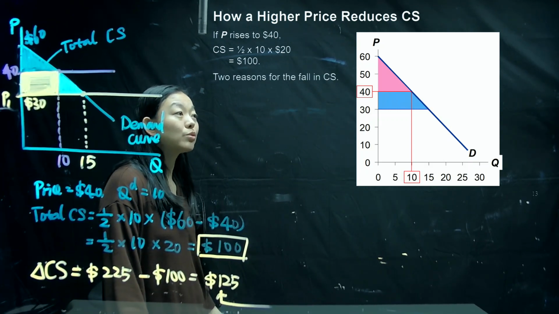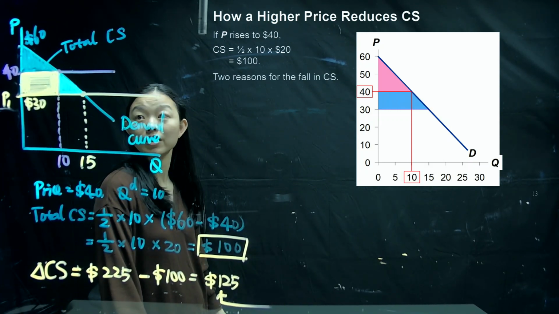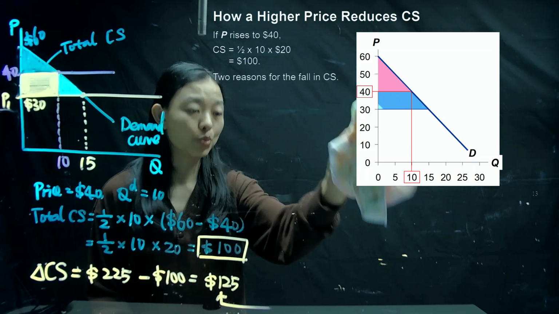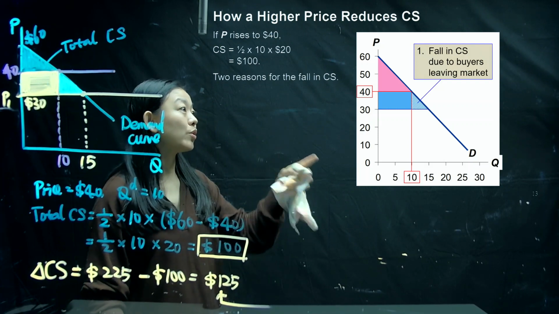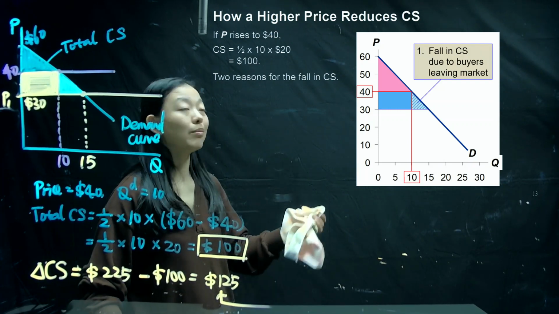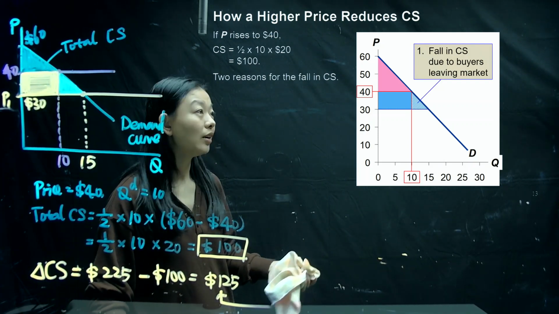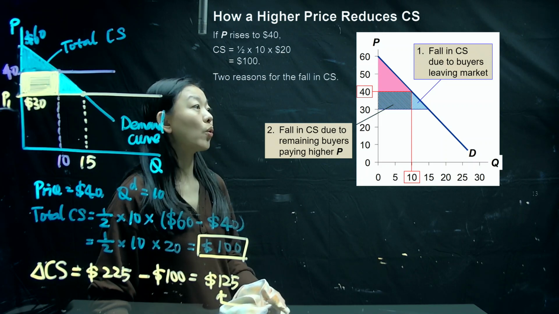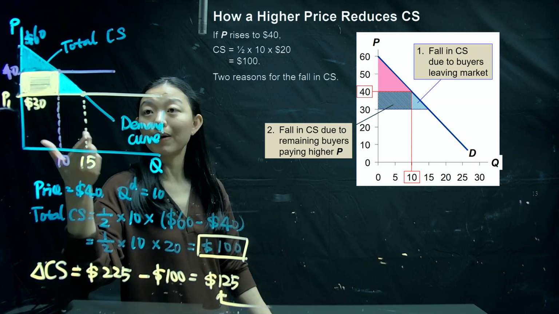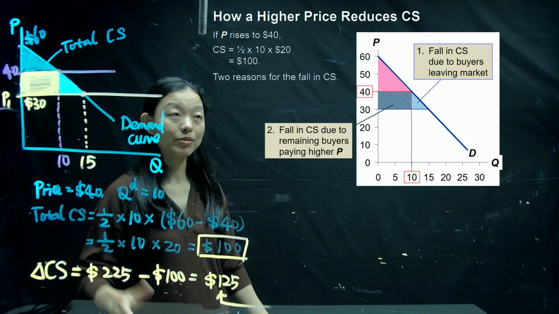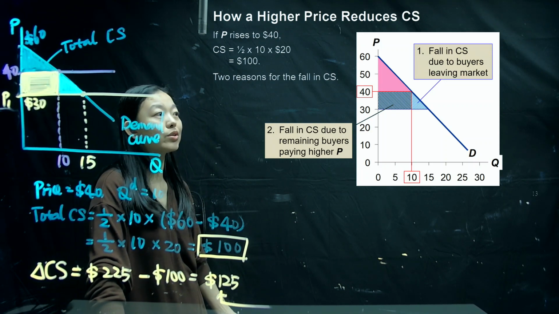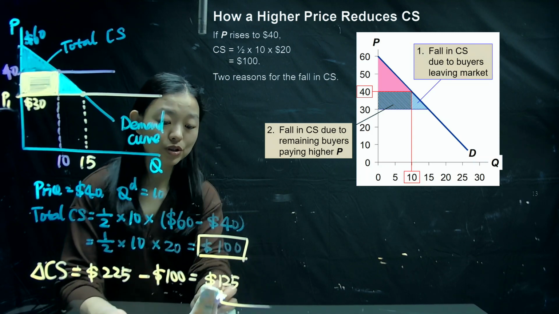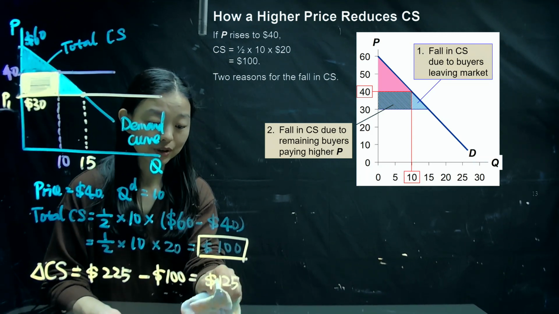And then there are two reasons behind the decrease in consumer surplus I just analyzed, okay? One is the decrease in consumer surplus from the buyers who leave the market. And also from some people who still buy the products, but they need to pay a higher price, okay? So these two parts summed together, we can get the change in consumer surplus equal to $125.